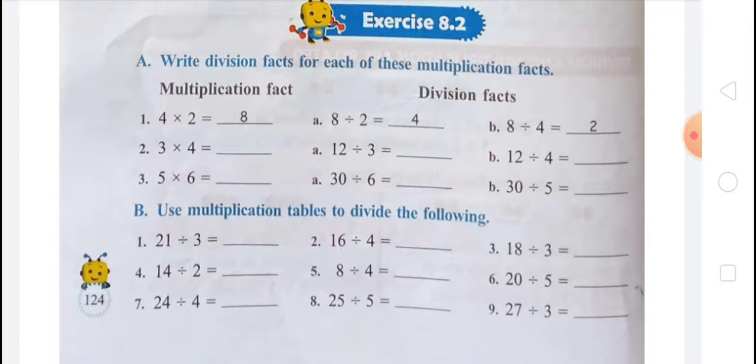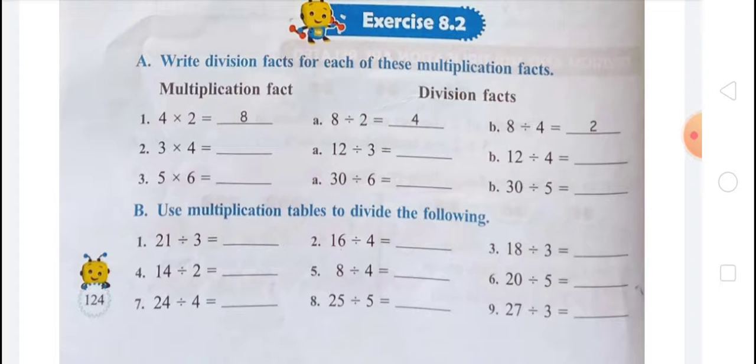The multiplication fact is 3 multiplied by 4 equals 12, and the division facts will be 12 divided by 3 equals 4 and 12 divided by 4 equals 3. And the next multiplication fact is 5 multiplied by 6 equals 30, and the division facts will be 30 divided by 6 equals 5 and 30 divided by 5 equals 6.